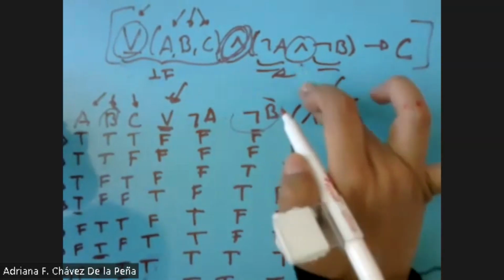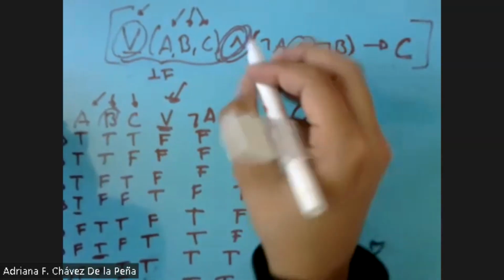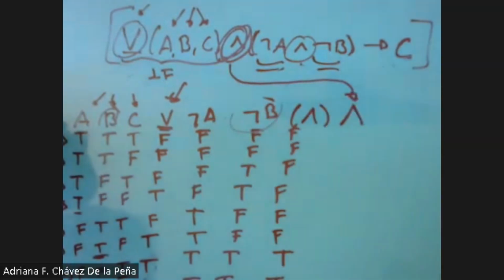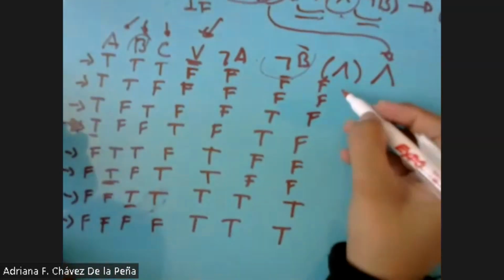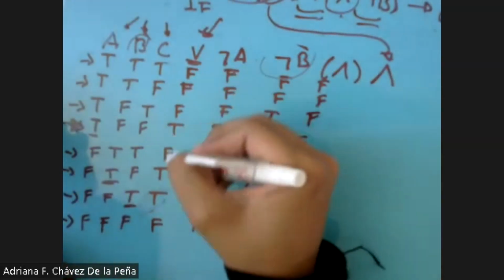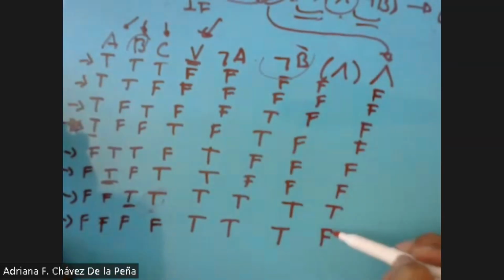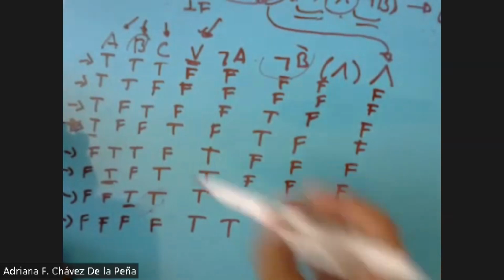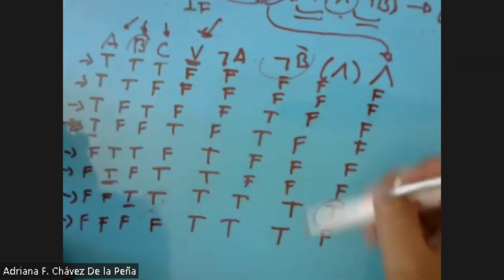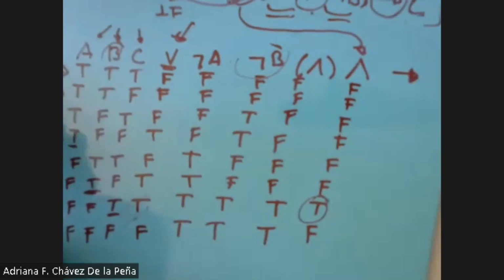Let me actually erase this. So now this is the one that I am working on. And this is only true when this is true and this is true at the same time. So we have only one true value here, only one instance in which when this is true, this is also true. And now we're going to fill in the implication.